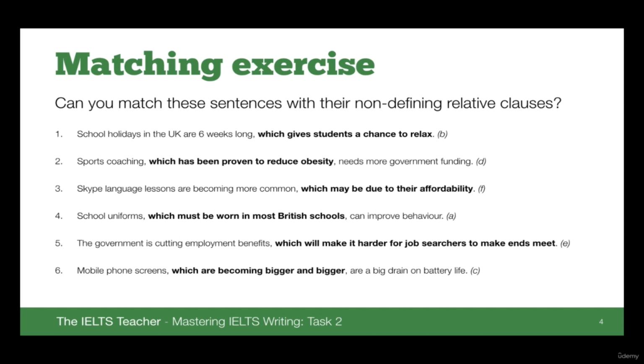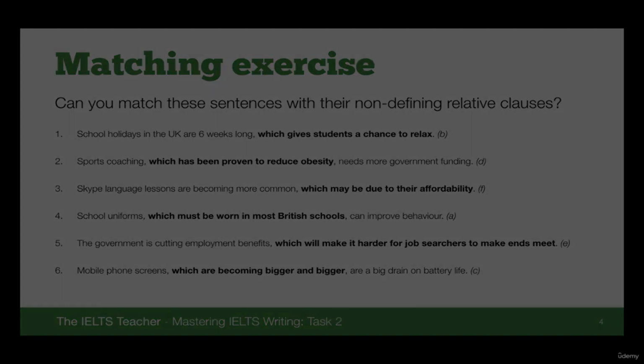Number 4, school uniforms, which must be worn in most British schools, can improve behaviour. Again, just choosing to give more information about school uniforms. The government is cutting unemployment benefits, which will make it harder for job searchers to make ends meet. If you haven't seen the expression make ends meet, it's just have enough money to survive, to pay the bills, that sort of thing. Mobile phone screens, which are becoming bigger and bigger, are a big drain on battery life. Same thing here, we are adding more information about mobile phone screens. We're not defining them, we're just giving more information about them.